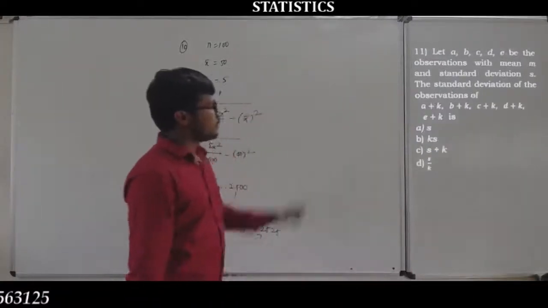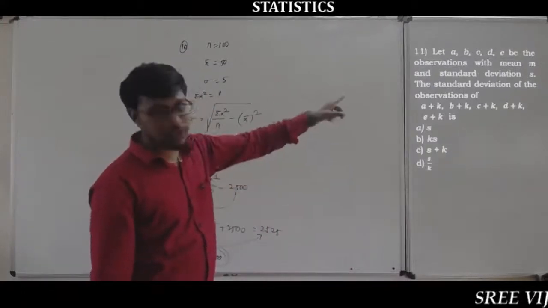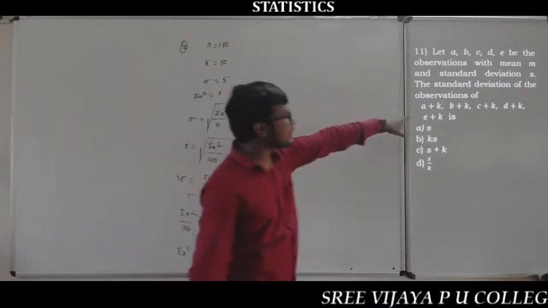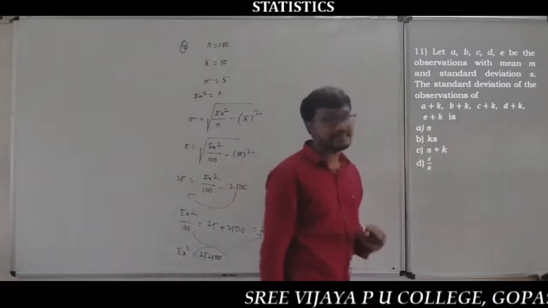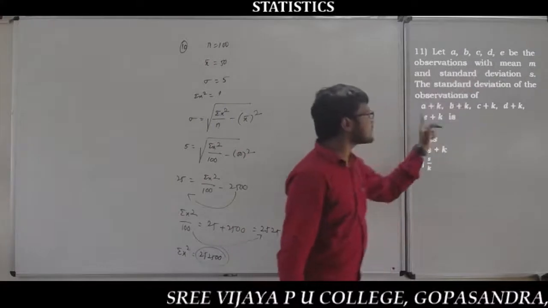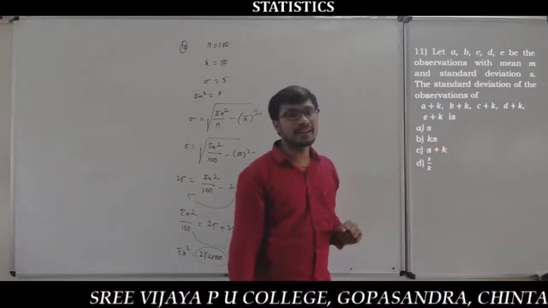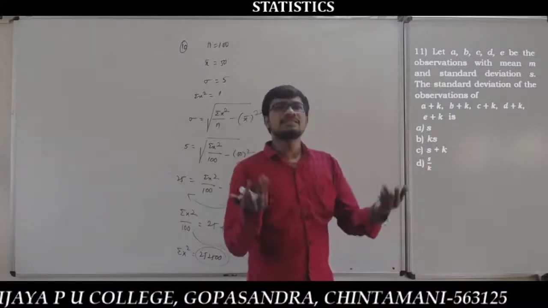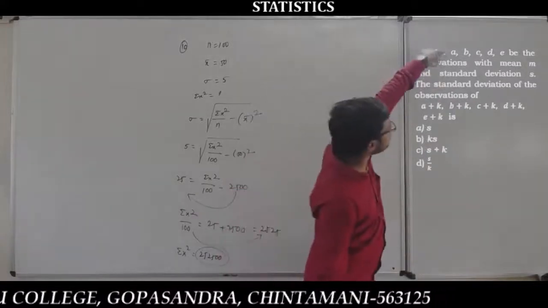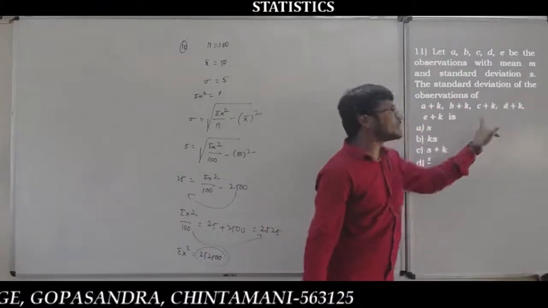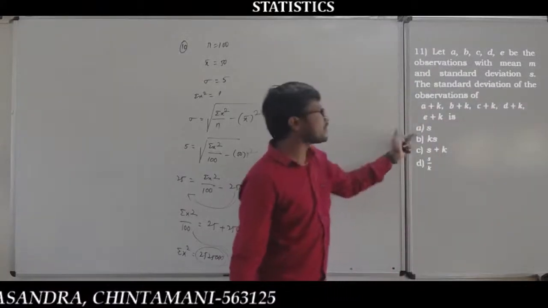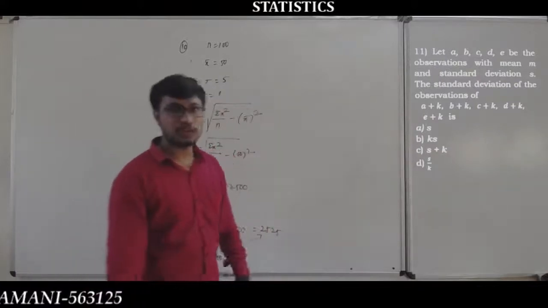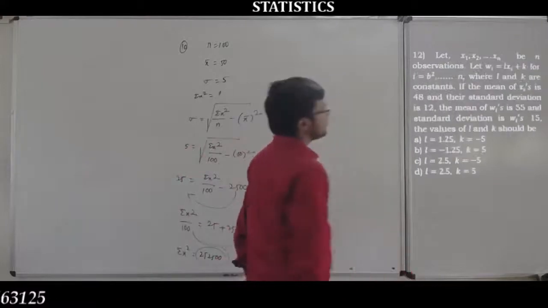Okay. Let A, B, C, D, E be observations with mean m and standard deviation S. The standard deviation of the observations A plus K, B plus K, C plus K, D plus K, E plus K is asked. For the first observations, here they are adding a fixed number. If we add a fixed number to the observations, the variance is the same, and the standard deviation is also the same. For the first observations, the standard deviation you got was S. For these observations also, the standard deviation is obviously S only, so it will not change. So option A. The 11th one is option A. Next one.